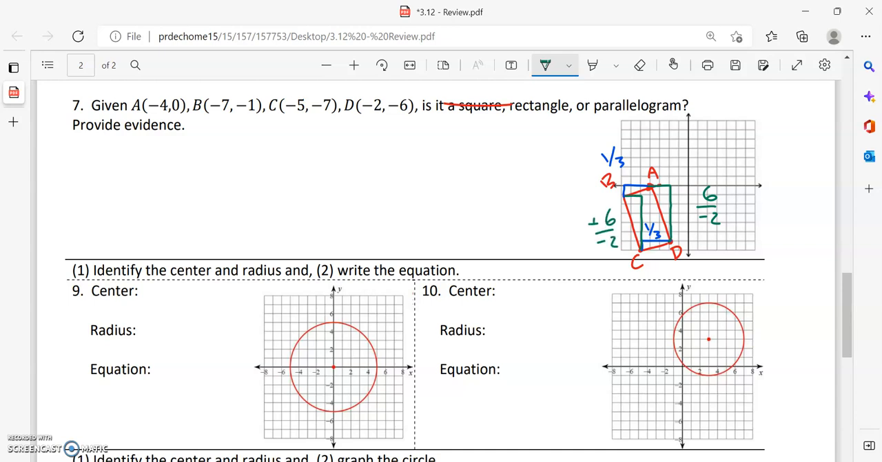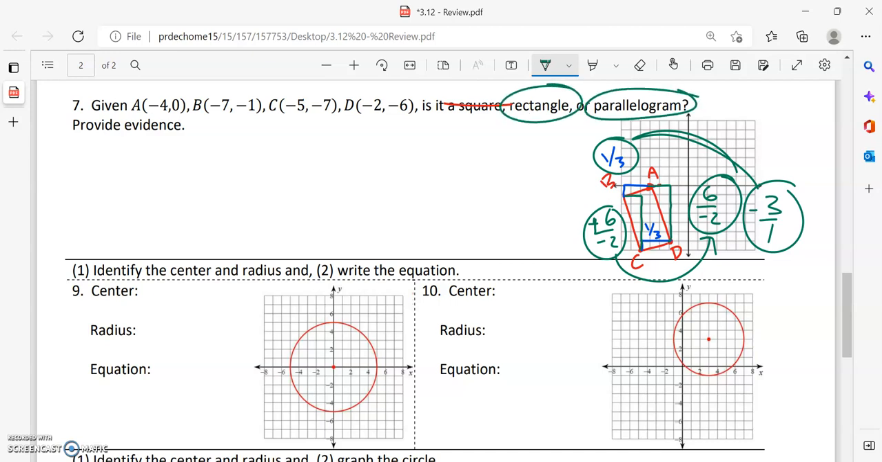Oops, that should be positive. So this simplifies to -3, which would be over 1. This is already simplified. So these 2 things are both opposites and reciprocals. So they are perpendicular. We know that this matches with that, so they are parallel. And so these are perpendicular and they're parallel. We have both a parallelogram and a rectangle.